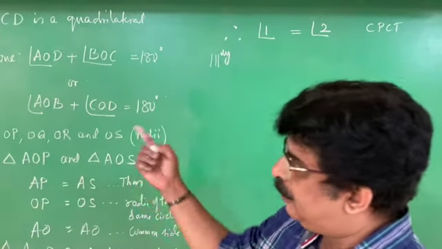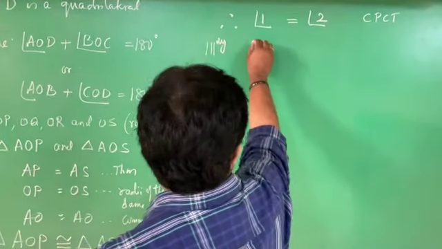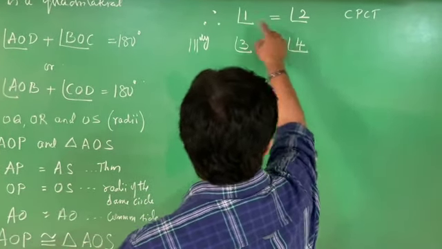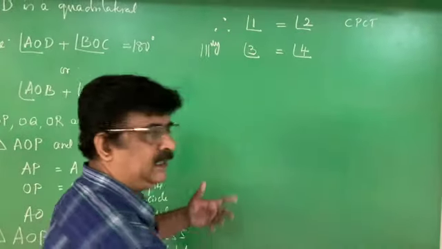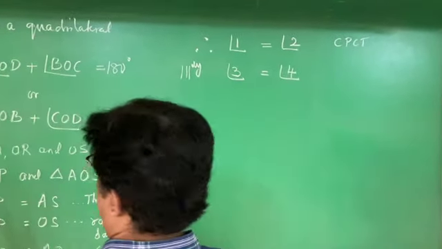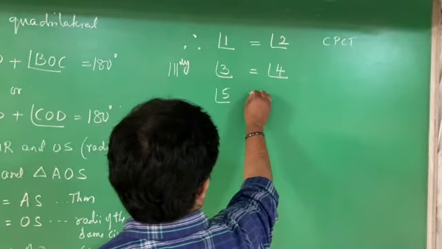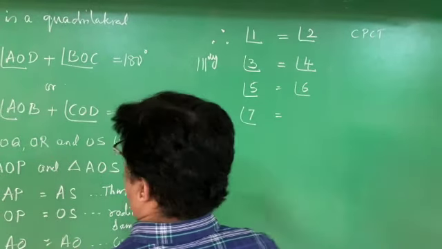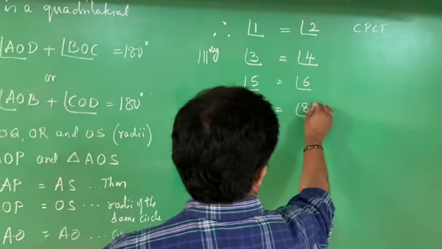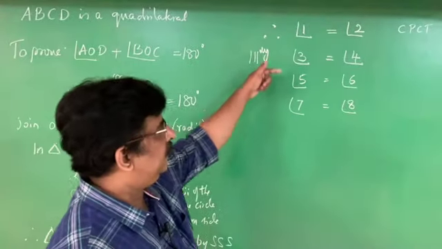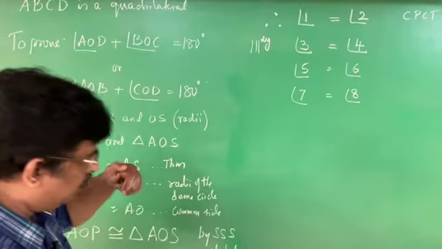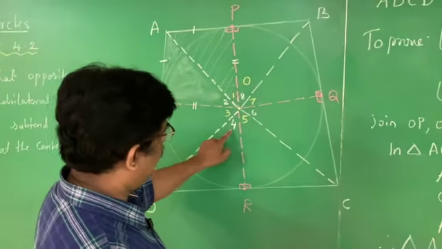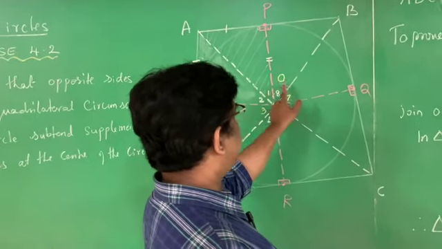Similarly, if angle 1 is equal to angle 2, then angle 3 is equal to angle 4. You can easily understand. One side odd number comes, one side even number comes. Angle 3 is equal to angle 4. Angle 5 is equal to angle 6. And angle 7 is equal to angle 8. This is similar. Then one more argument here.